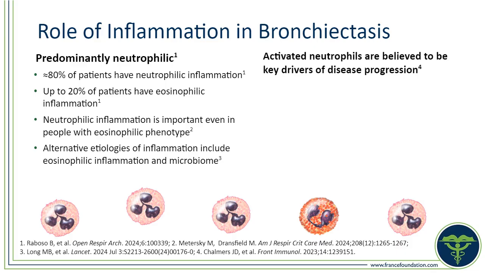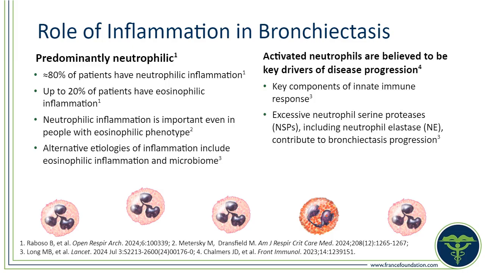When we look at neutrophils, activated neutrophils are believed to be one of the key drivers of disease progression within bronchiectasis. As we think about neutrophils, they are a key component of the innate immune response, and excessive neutrophil serine proteinases, or NSPs, including neutrophil elastase, can contribute to bronchiectasis progression. And neutrophil elastase is required for the formation of neutrophil extracellular traps, which are all components of the inflammatory process of bronchiectasis.